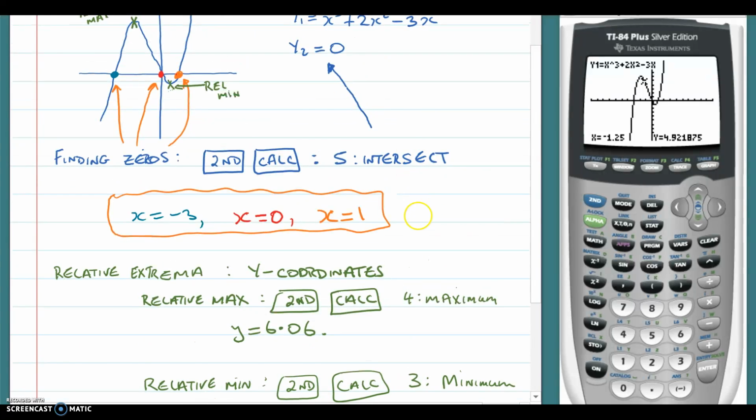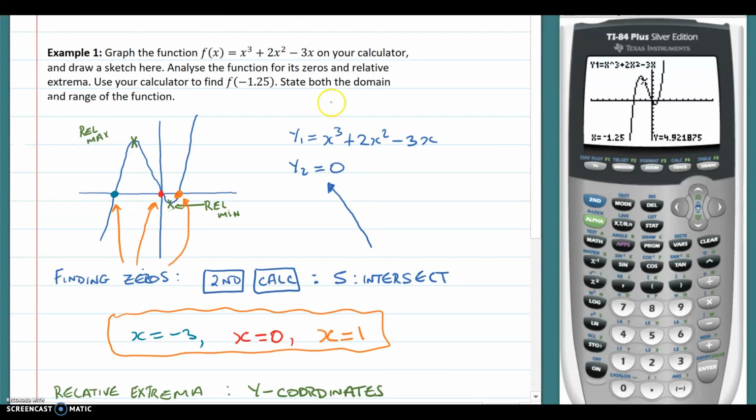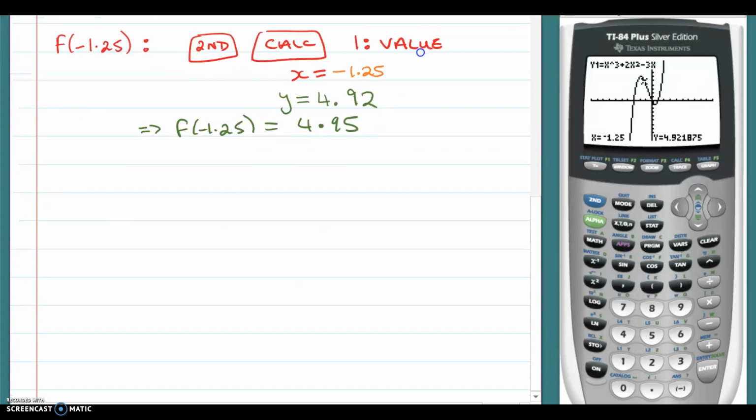The final thing we were asked is not something that we need to use the calculator for. State both the domain and the range of the function. Well, the domain is what kind of x values can be put in here, and since it's a polynomial, the domain is all real numbers. And the range is all the different y values that you can get as an answer. If we look at the graph, it goes down forever in that direction, and up forever in that direction. So it goes down as far as you want, and up as far as you want. So both the domain and the range are all real numbers.